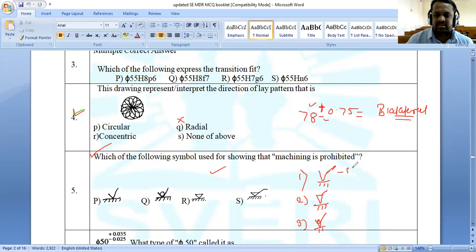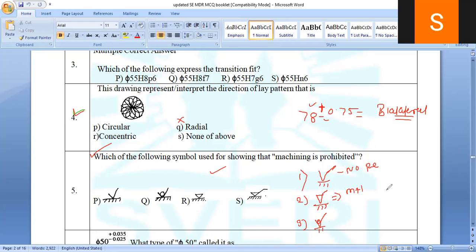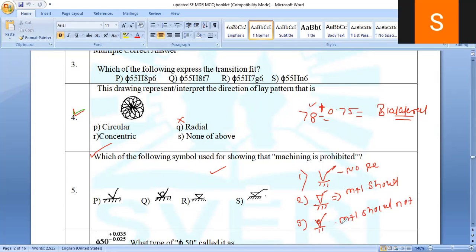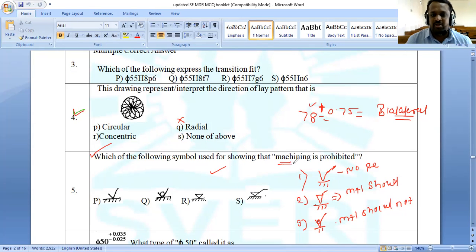Here no restriction. Material should be removed, no? Yes, material should be removed. And here material should not be removed. Then tell me what they have asked in the question. Machining is prohibited, meaning machining should not be there. Material should not be removed. This means which symbol? This symbol. It is correct. Yes, sir.